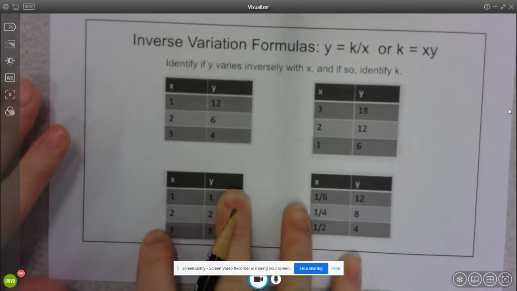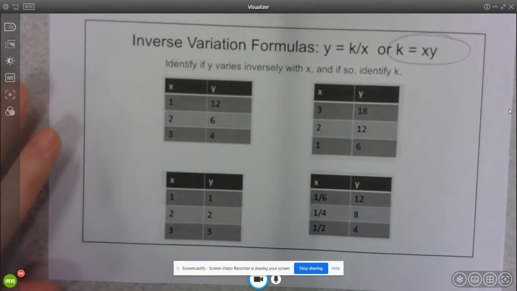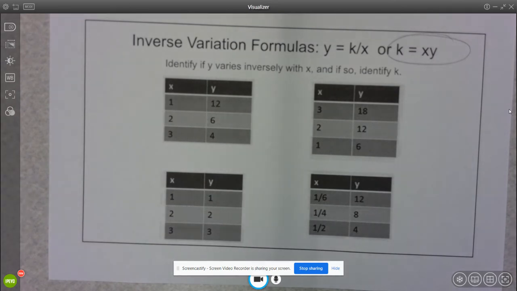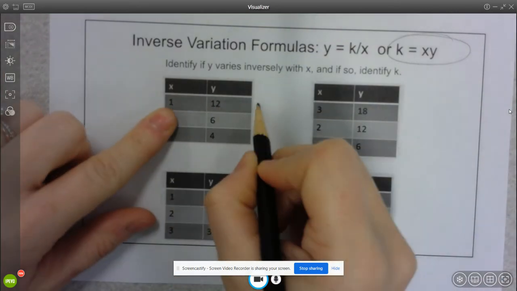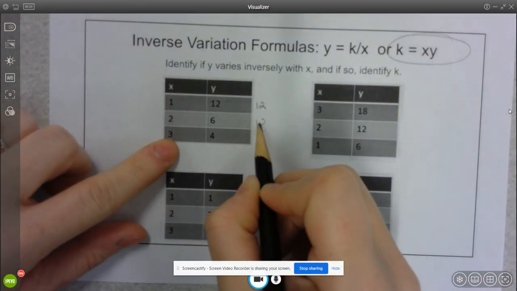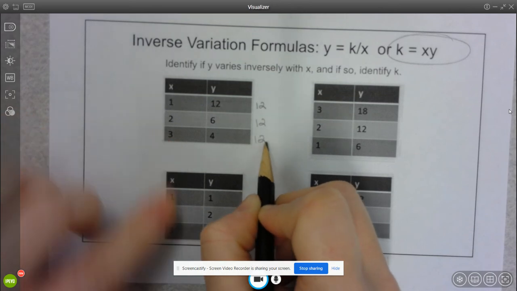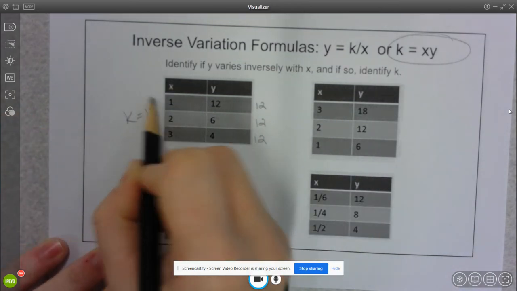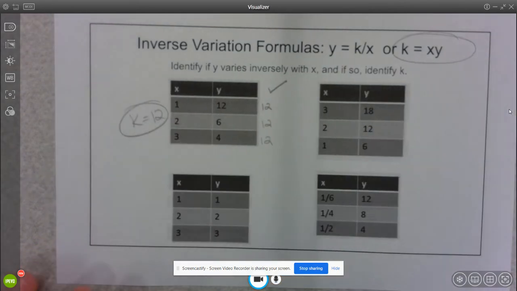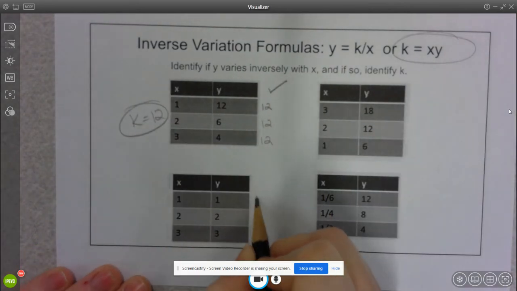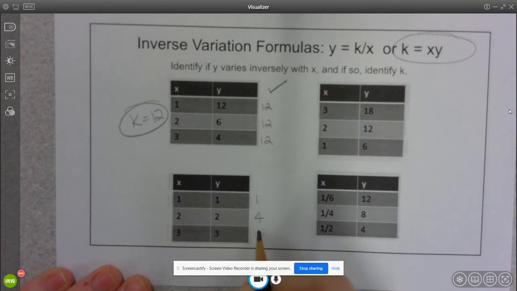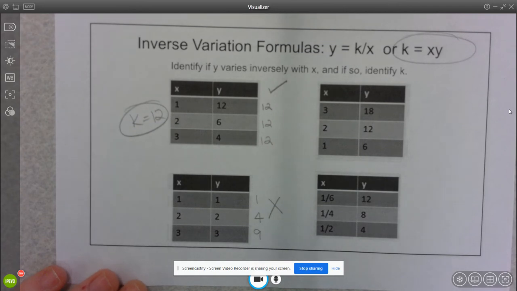So going to look at some tables, I'm going to use this formula here. I'm going to multiply x and y together, and if I get the same value, then I know that that's my constant of proportionality, and these are inverse variation questions. So 12 times 1 is 12, 6 times 2 is 12, 4 times 3 is 12. So I know that my k value is 12, and yes, this is in fact inverse. Well, here 1 times 1 is 1, 2 times 2 is 4, 3 times 3 is 9. That's no good. Not inverse.